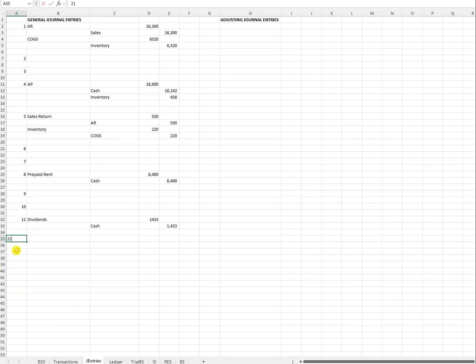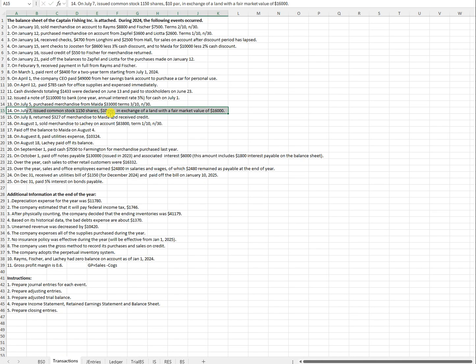So I'm going to skip 12 and 13, and we have 14 now. 14, we're going to increase the land by $16,000. And I'm going to increase my equity. So we start with common stock account, which is going to record par value from issuance. Okay, and the par value is $10 multiplied by the number of shares issued. That's the total amount we're going to credit to common stock account.